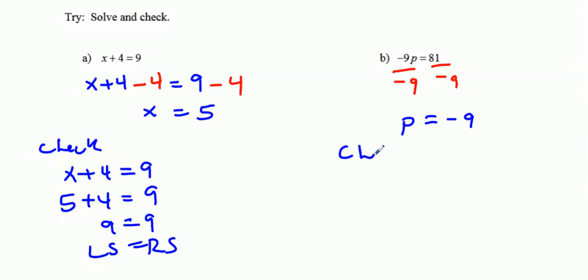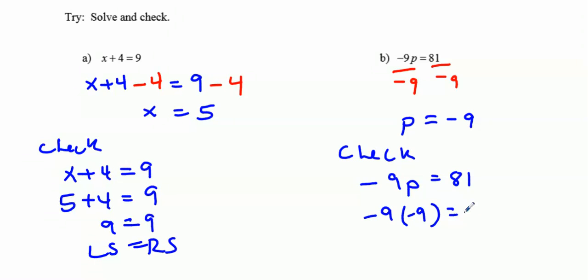Let's just check. So I started with negative 9p equals 81. And I have negative 9 to substitute in for p. And negative 9 times negative 9 is 81. And left side equals right side.